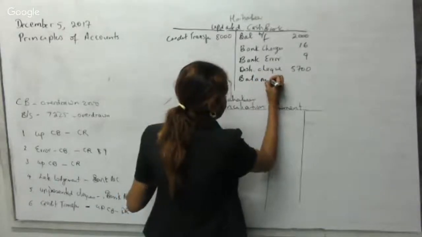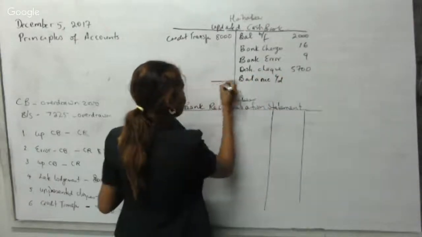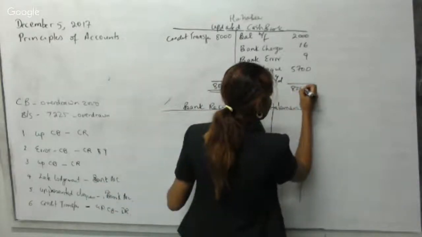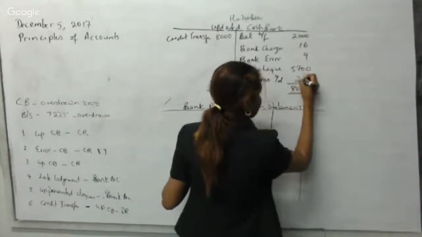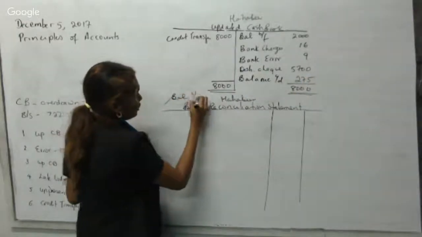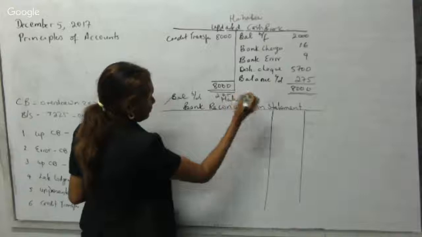Alright, so balance carried down. We're minusing from 8,000 to 275. Alright, and of course, we should have a balance brought down of 275 here.